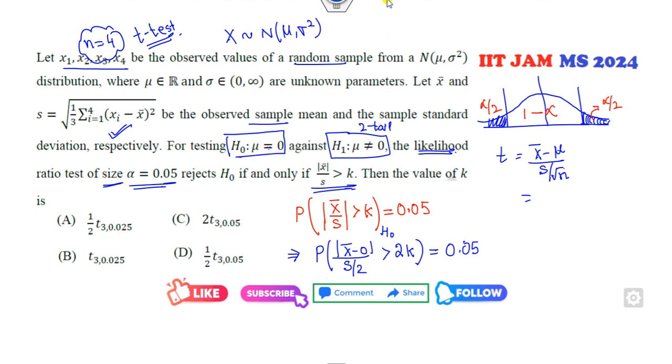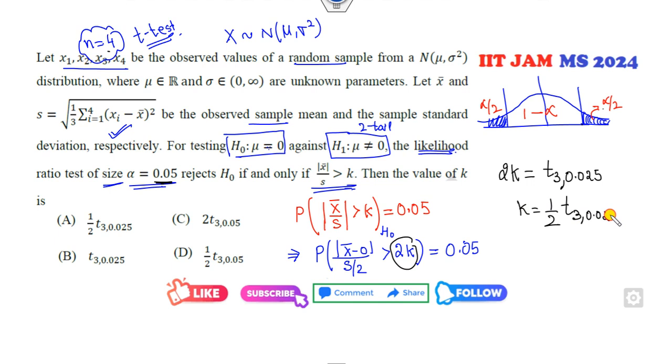So what does it mean? Let me clear here. Because it's a two-tail, this number 2k will be the t value with degree of freedom 3 and alpha by 2. So alpha by 2 means 0.025. What is the value of k? Half t raised to power 3, 0.025. So k is equal to half of this. This cancels, this cancels. This is my alpha, but it is alpha by 2. This is the right answer of this problem.